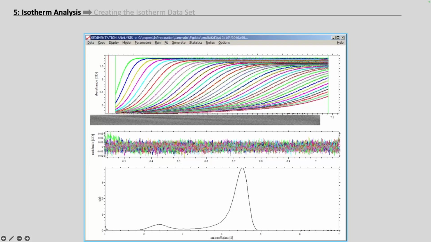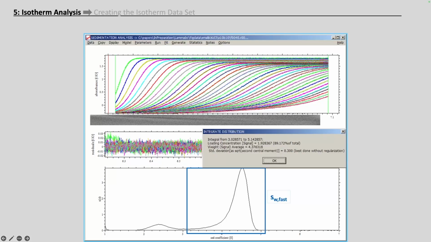Now we are ready to construct the isotherm file. Here's how to do this from scratch. We start for each concentration in our ZFIT window showing the c(S) analysis. And then we use the integration tool and integrate around the reaction boundary. ZFIT will report the S value as well as the signal amplitudes of the integrated peak, and we will want to write this down.